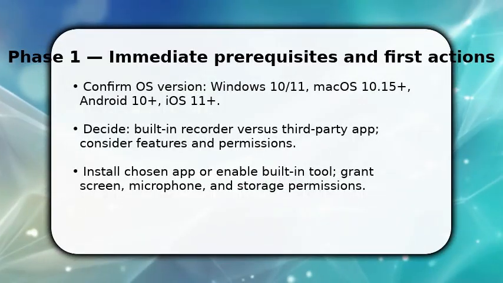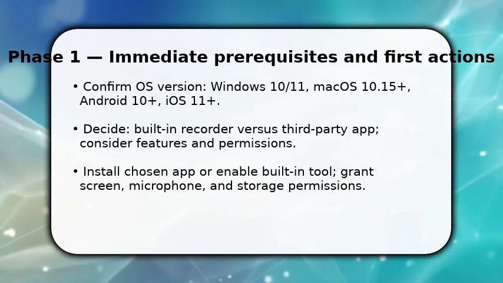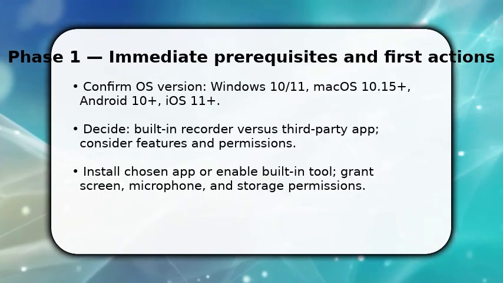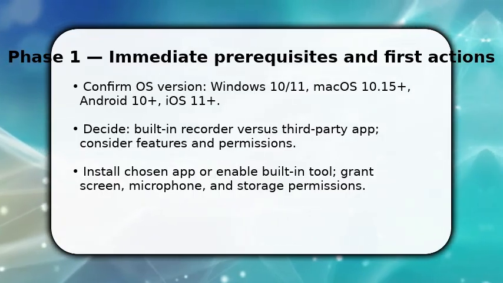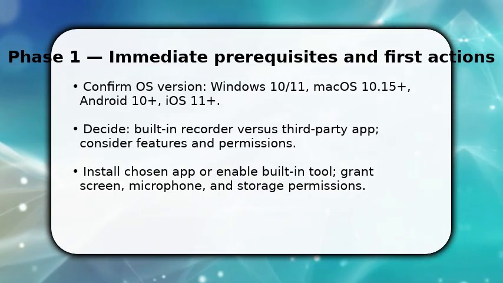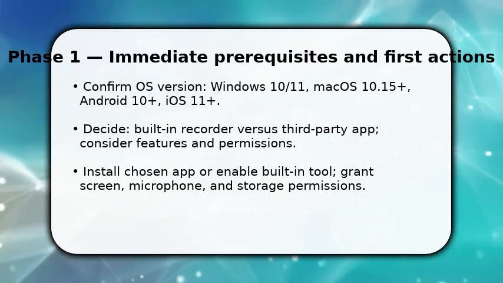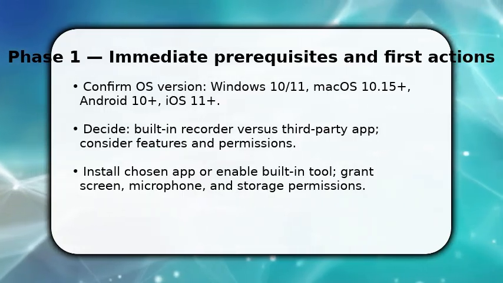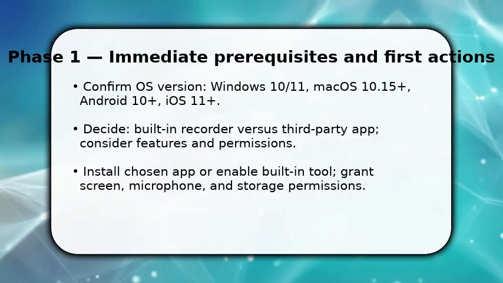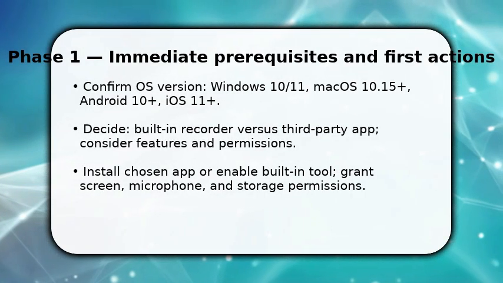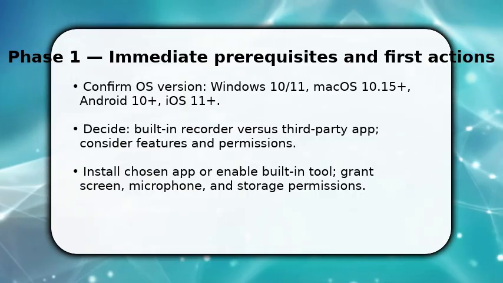You begin by confirming your device meets requirements. This avoids wasted installs. Once done, decide between the built-in recorder and a third-party app based on features you need. Make sure to install the app or enable the system tool now. Grant screen, microphone, and storage permissions when prompted so recordings capture both video and audio.